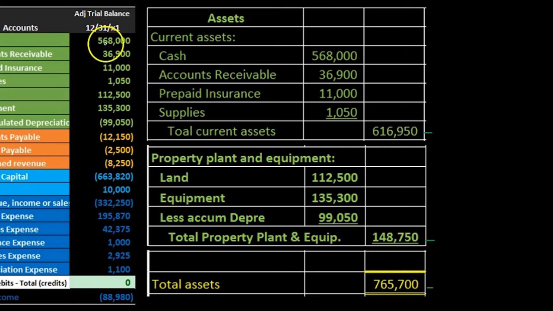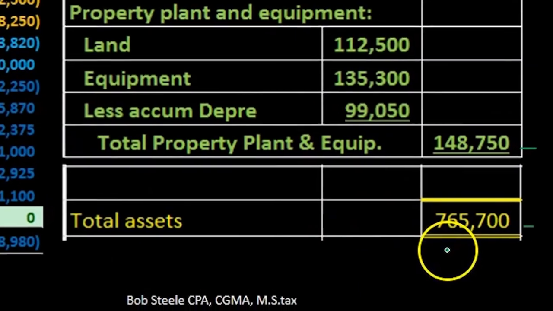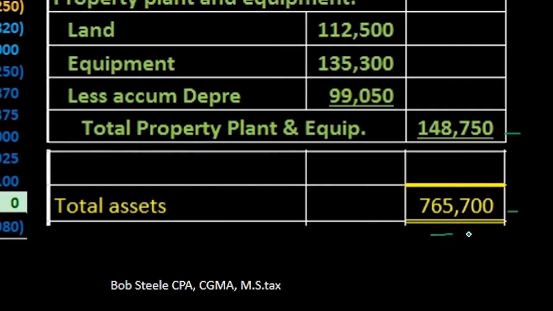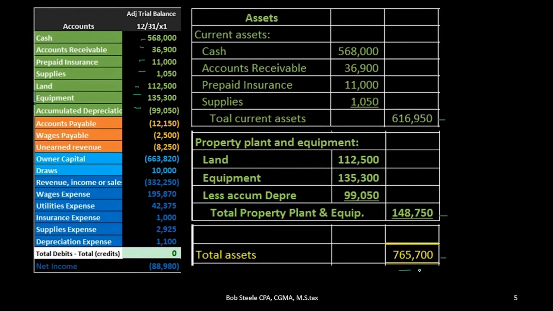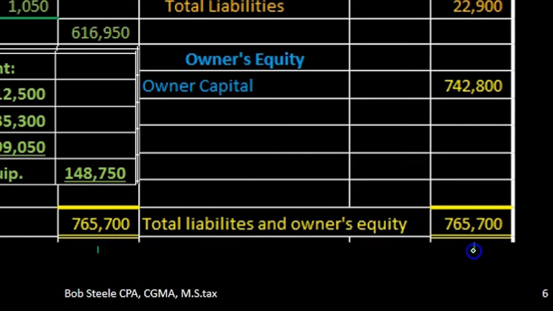We could double check that by adding up these accounts. We could say this plus this plus this plus this plus this plus this minus this, the debits minus the credits for the assets. That will then equal this number. That's how we can verify that number independently before we verify it through the double entry accounting system, which is of course assets that we have figured out equaling liabilities plus owner's equity.